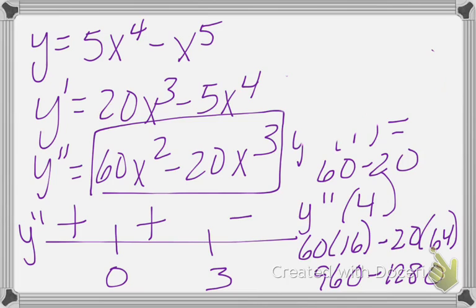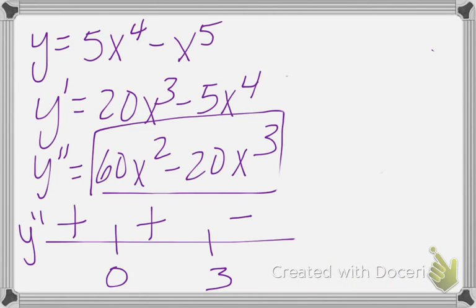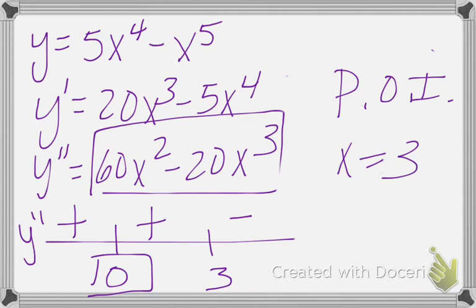Okay, so we are looking for points of inflection, and points of inflection only happen when the second derivative is set equal to 0 and has a sign change. And so here at x equals 0, there was no sign change, so that's not a point of inflection. So there's a point of inflection at x equals 3, and that was choice C.